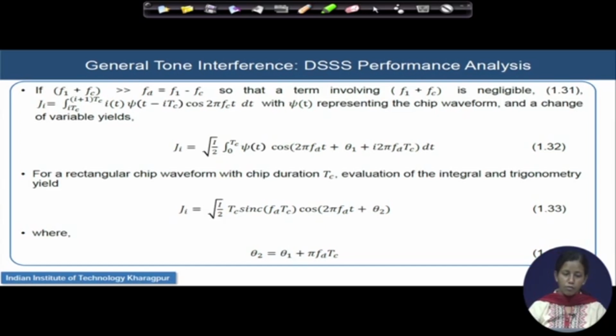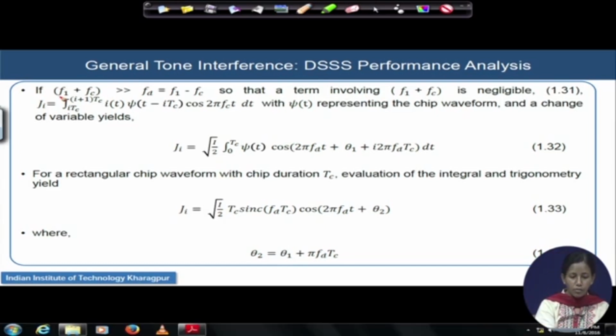We have also already discussed that this consideration holds good because the difference frequency is very small compared to f1 plus fc, and so all the terms in this derivation which involve f1 plus fc we will be neglecting. We will refer once again to the expression of Ji, because Ji is a part of zi. We saw in the earlier module that zi is constituted of Si plus Ji plus Ni. It is the input to the adder circuit.